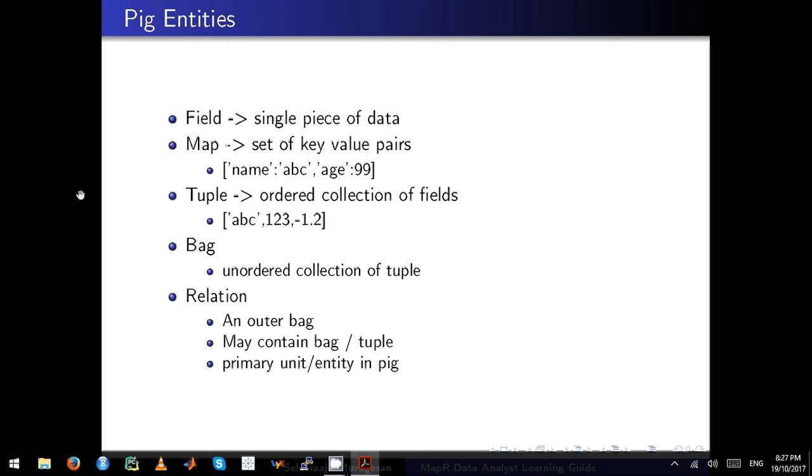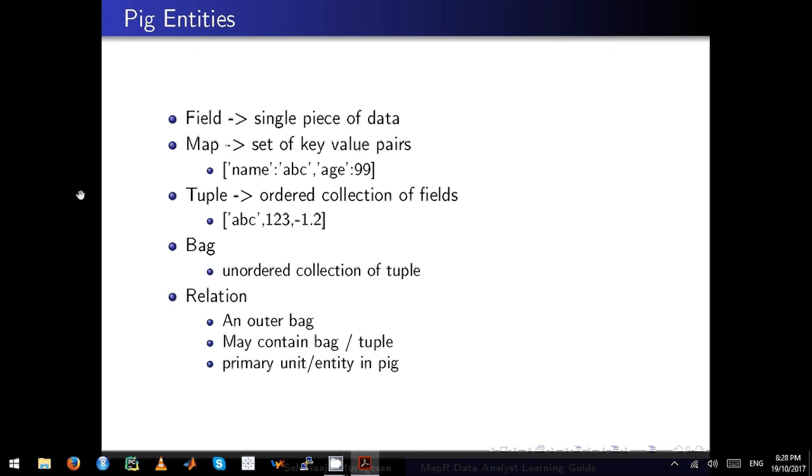So there are different kinds of entities in Pig, unlike SQL. A field is a single piece of data and a map is actually a key value pair, which you are already familiar with if you're working with JSON data. For example, name is ABC and age is 99, which is a map. And a tuple is actually an ordered collection of fields. This is very similar to a struct data type in Hive.